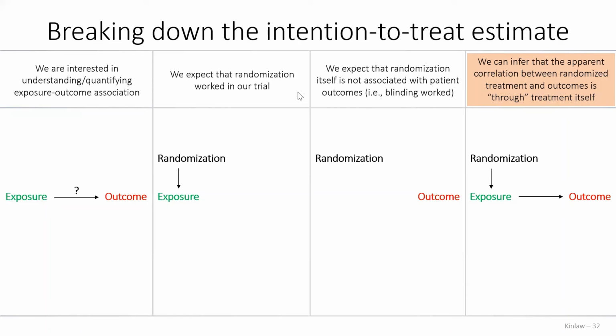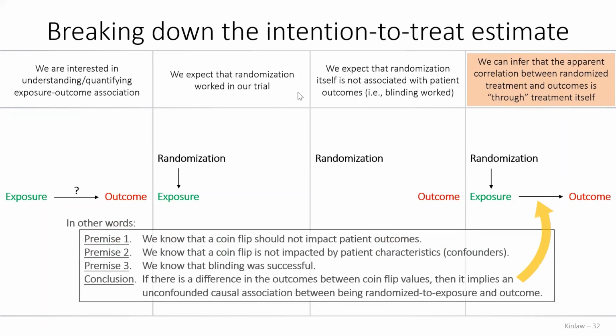In other words, we know that the coin flip should not actually impact patient outcomes. We also know that a coin flip is not impacted by patient characteristics. It's just a coin that gets flipped the same for everybody. Last, we know that blinding of treatment status was successful, or at least we're willing to assume so. If those three things are true, and we see a difference in the outcome between coin flip values, then that implies that there's an unconfounded causal association between being randomized to that exposure and the outcome.